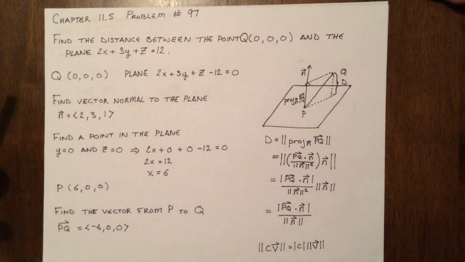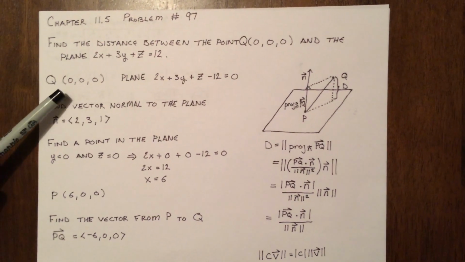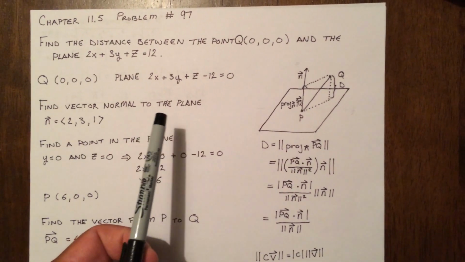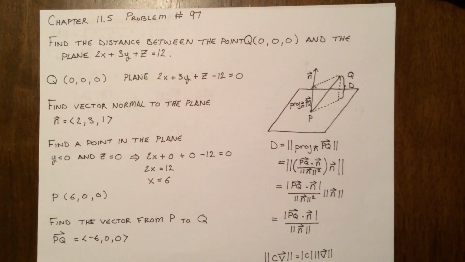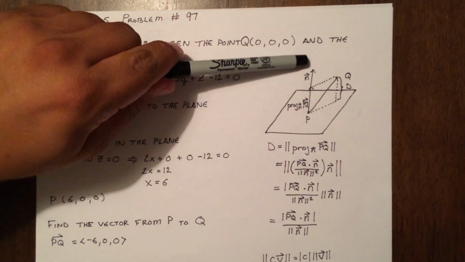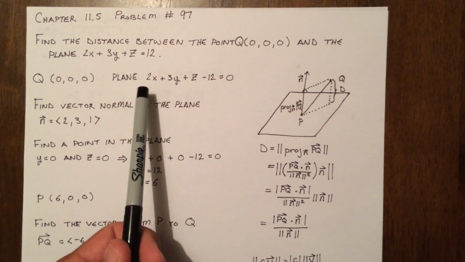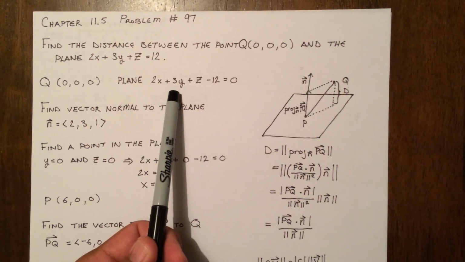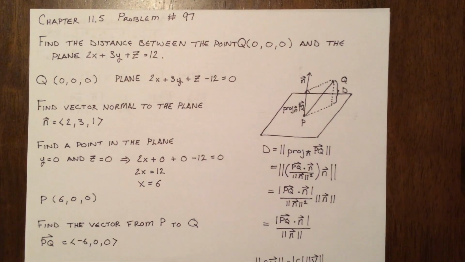So the things that we'll need to do. First, we know that our point Q is (0, 0, 0), and our plane is 2x plus 3y plus z minus 12 equals 0. So first we'll find the vector that is normal to the plane, which we can get from the equation for the plane: 2, 3, 1. So the normal vector will be (2, 3, 1).